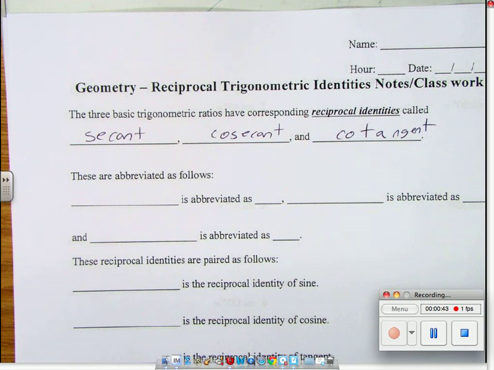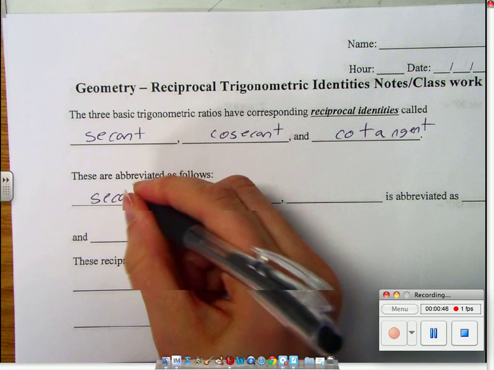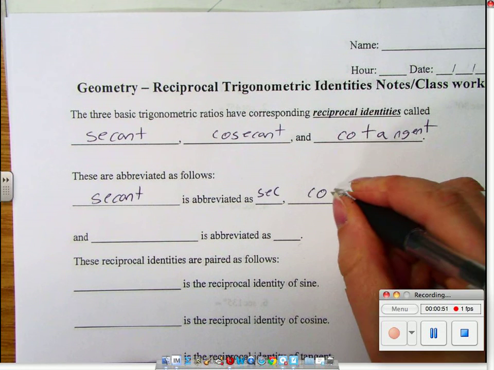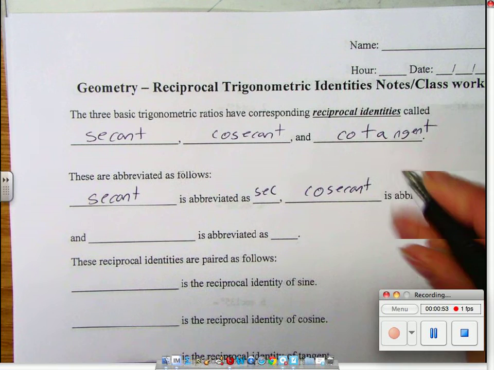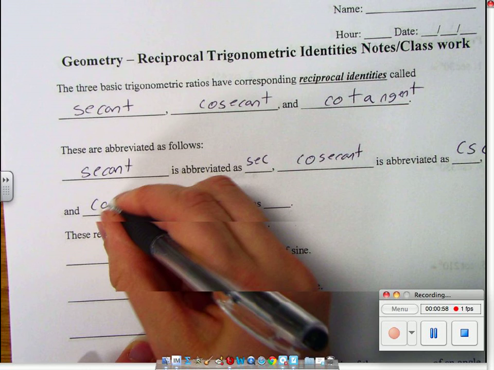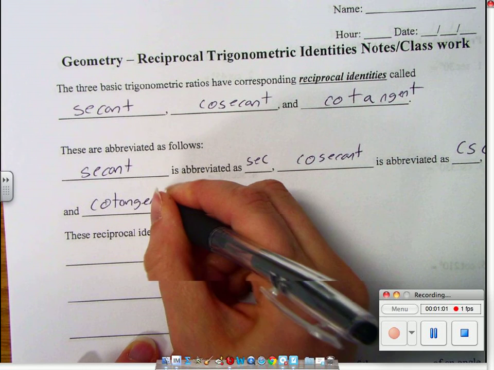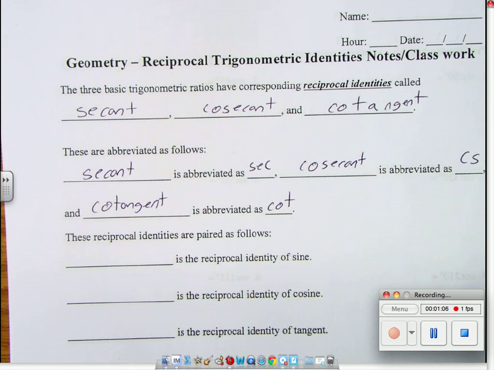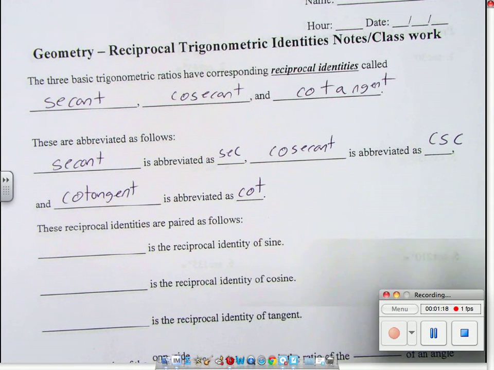Next, we're looking at the abbreviated version. Secant is abbreviated as SEC. Cosecant is CSC. And cotangent is COT. CSC for cosecant, COT. Better?